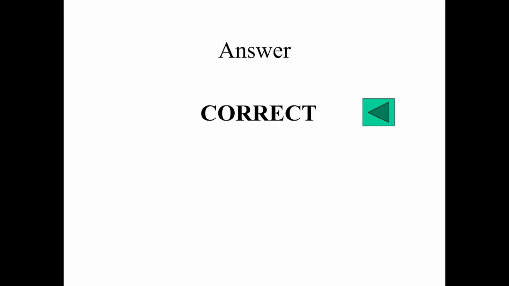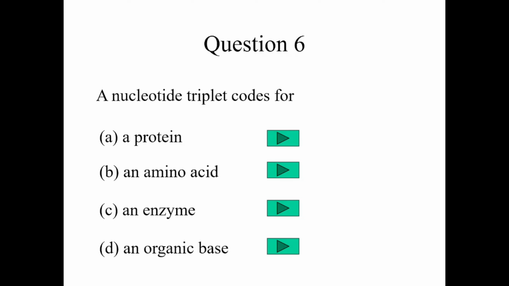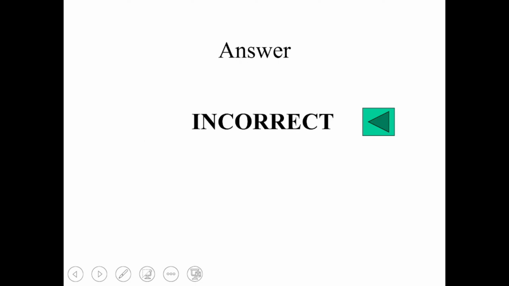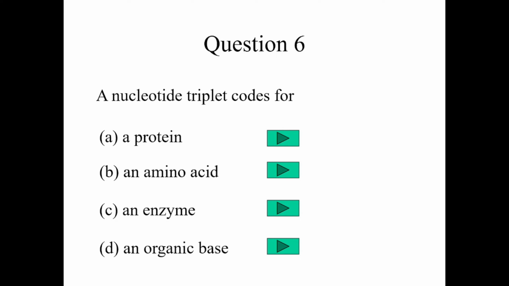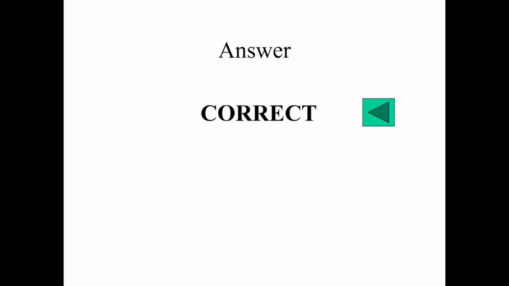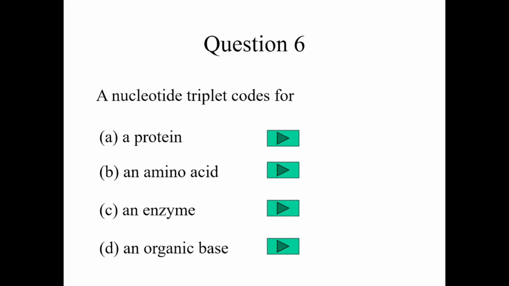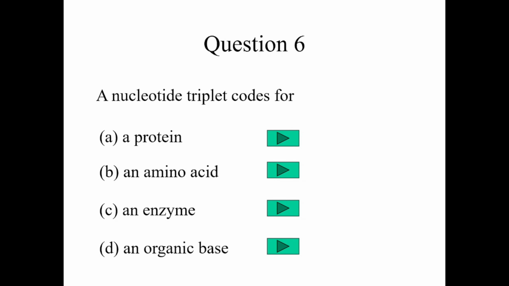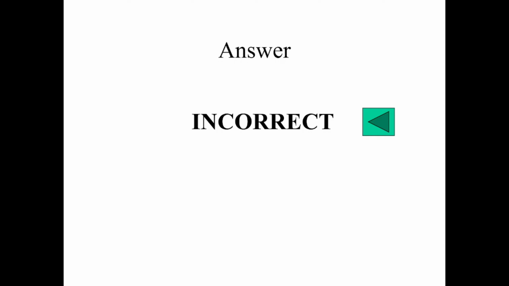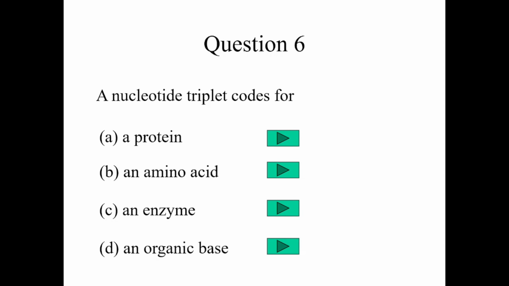If you download the PPT and touch this green button, you will get the correct answer. If it is right, then after touching, it will give you the answer. The option which I touched was incorrect. So a nucleotide triplet codes for an amino acid. If I touch this B option, the answer is correct. If I touch enzyme, the answer is incorrect. If I touch organic base, the answer is also incorrect. So the answer was an amino acid.